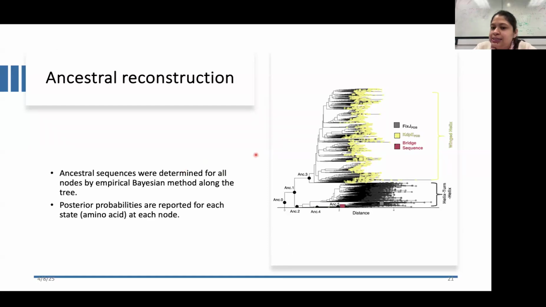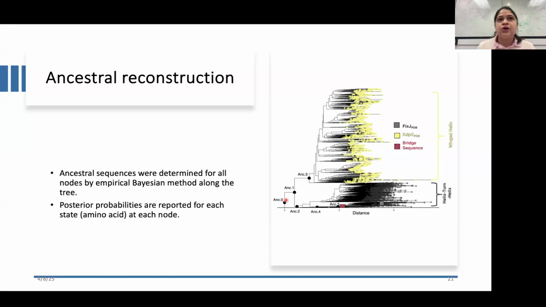So again, using the same ideas, we estimated the ancestor sequences for each of the nodes, and we collected sequences of ancestors by calculating the probability of each of the 20 amino acid in each position. So for each of these ancestors, we calculated whether that particular node can be an ancestor and what could be the sequence of that ancestor.